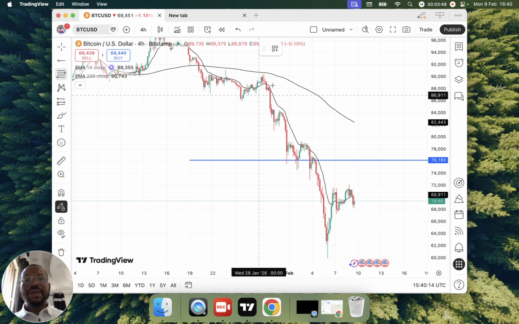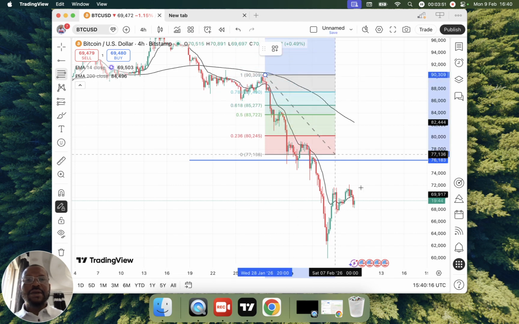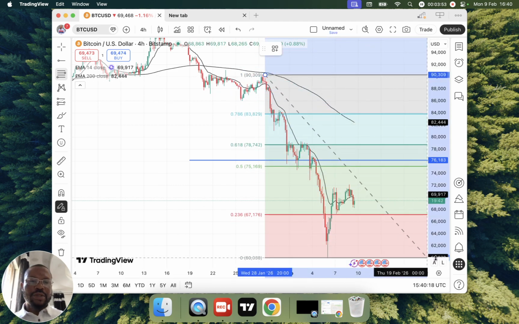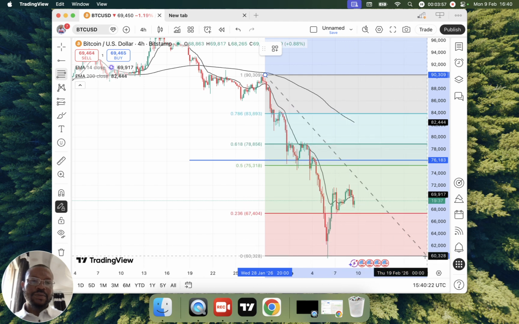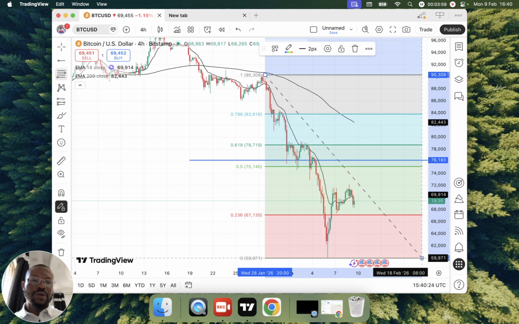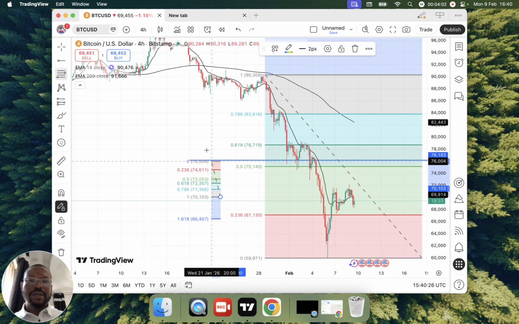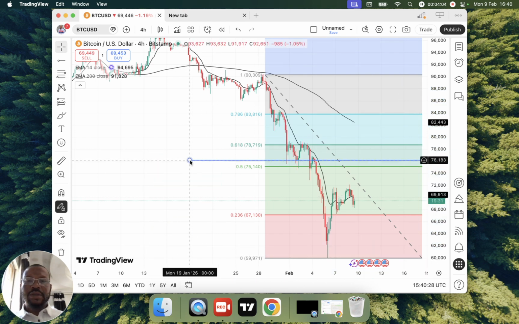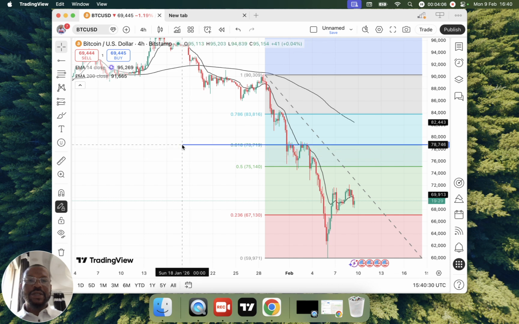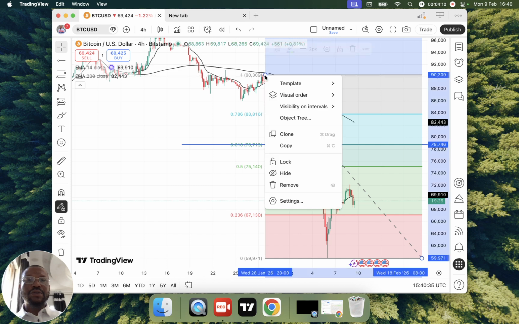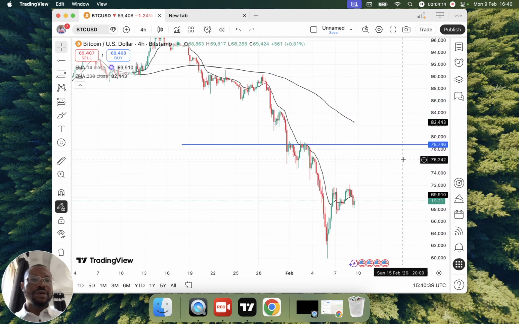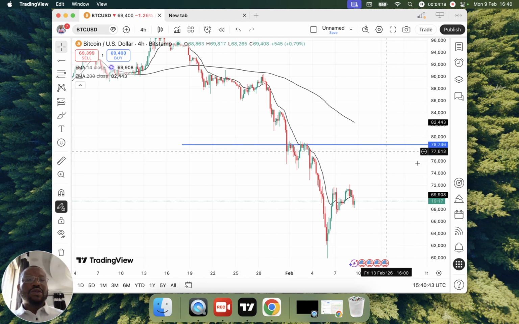So let's take the Fibonacci and see. So this is the impulse leg from this point to this point, swing low, swing high. You can see, okay, 61.8 is at this point here. Okay, so 61.8 is at this point. So that's where I want the Bitcoin to come to. I want the Bitcoin to come to this area, 78,746. So from this point, I'll be looking to short this market.